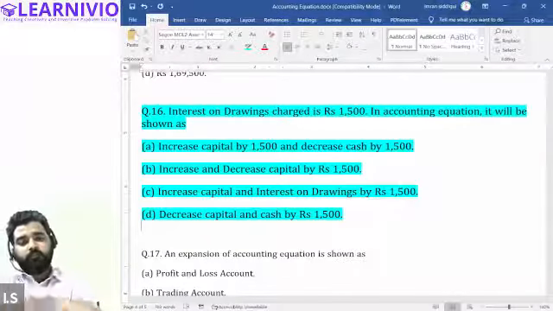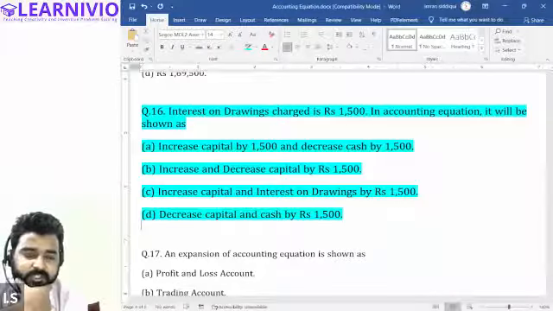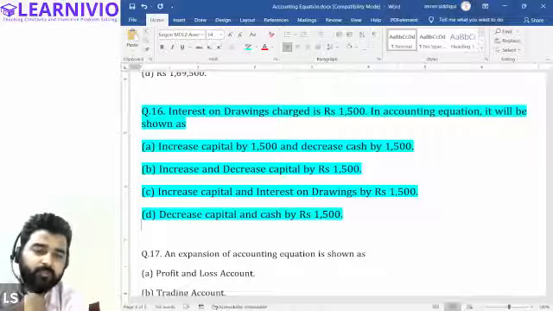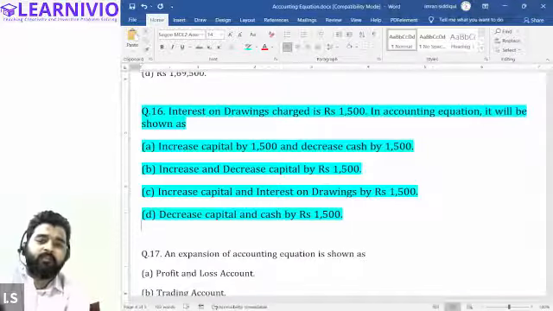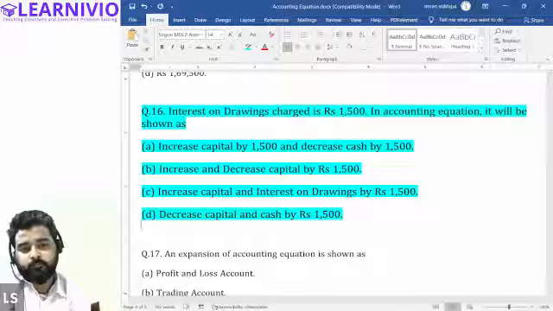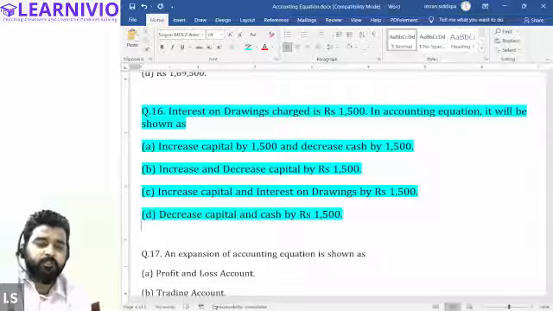But out of the given options, which option is correct? Interest on drawing charged 1500 in the accounting equation will be interest on drawing. So first of all, this will increase the amount of cash available in the business, right? And because it is also an expense, this should reduce the amount of capital.